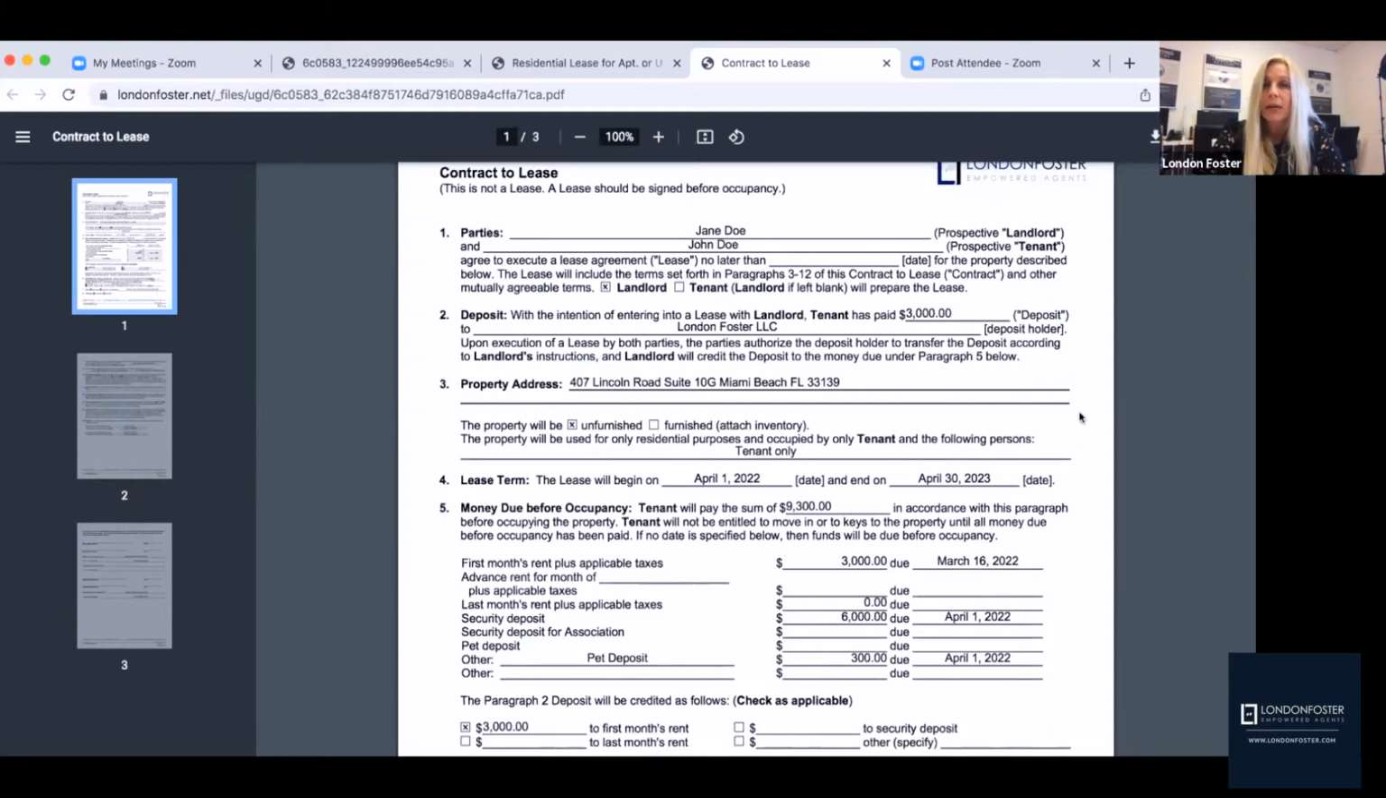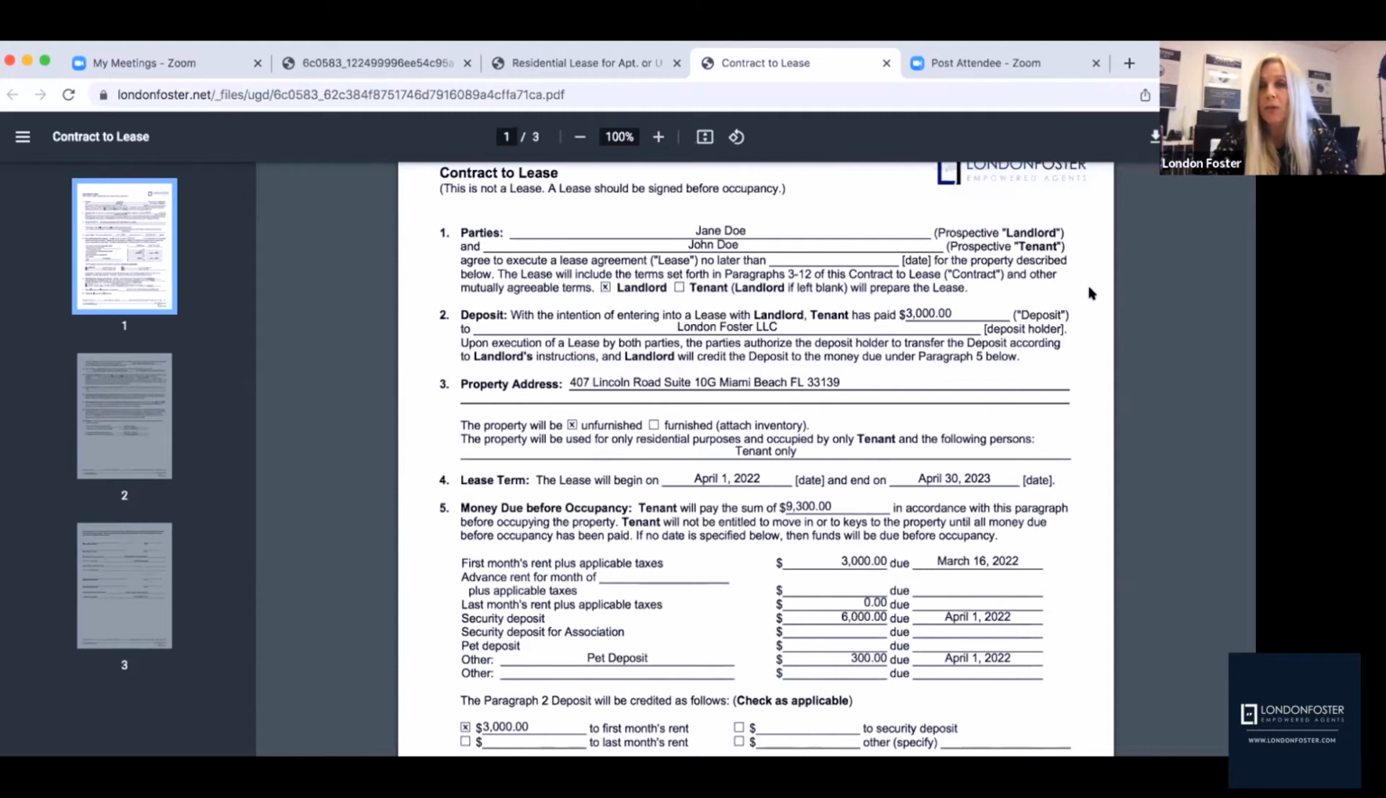Okay, so we have the first part. Number one is Jane Doe, prospective landlord, John Doe, prospective tenant, agree to execute a lease no later than, and you write in the date there. So if you're doing an offer for today, for instance, then you would give them 24 hours to respond back probably. So we would put today as being March 16th. The lease will include terms set forth in section 3 of this contract to lease and other agreeable terms. So there is a spot where you can write agreeable terms.